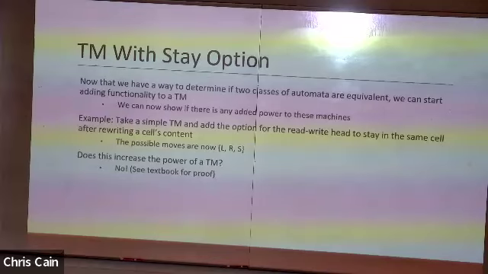Are there more operations that we can add? Yes. We're going to talk about some of them, and some of them may or may not increase the complexity of the Turing machine, but we'll handle those on a case-by-case basis.